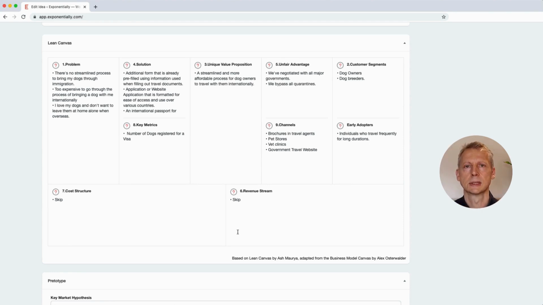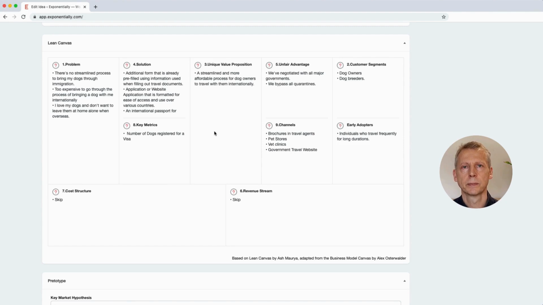And with the key metrics, this is the one metric that matters that proves that someone would use this service. And here we want number of dogs registered for visas. It's pretty straightforward. If that number goes up, our service is a winner. If it goes down, there's something going wrong.